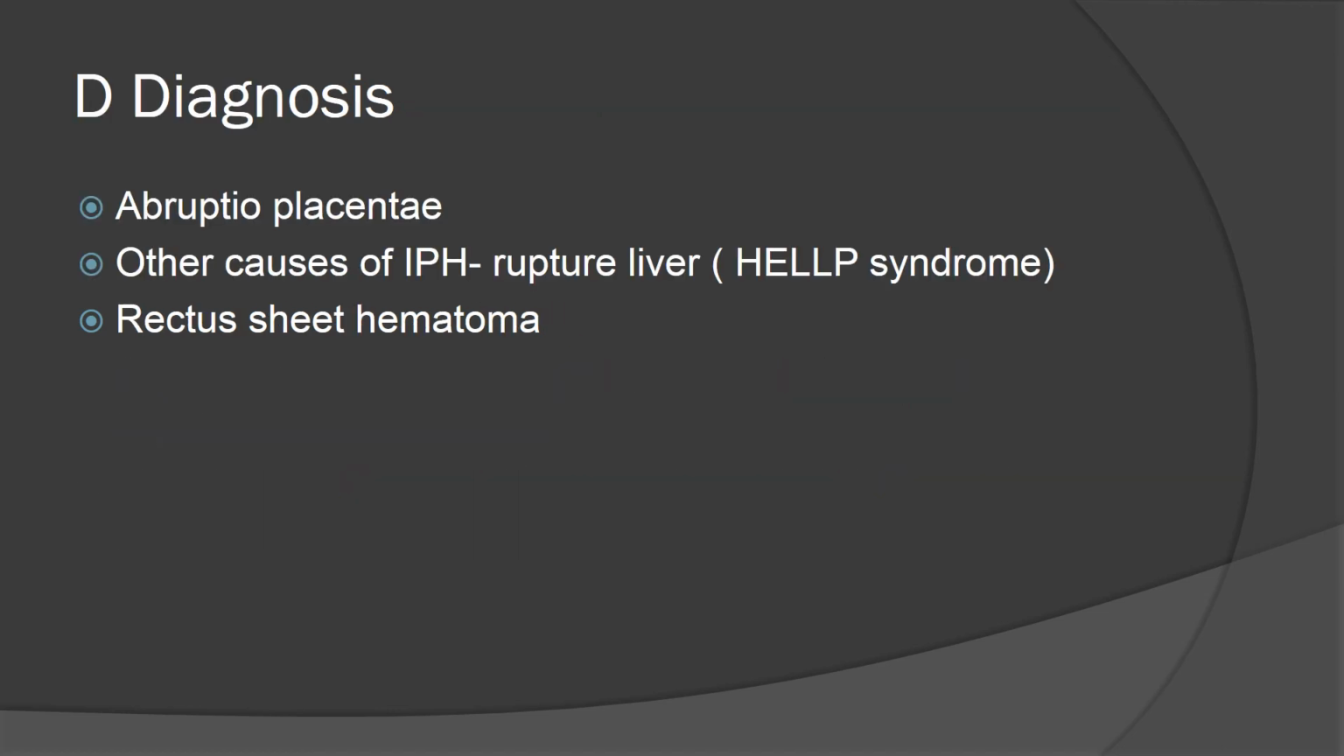Differential diagnosis: in the antepartum period, you should think of abruptio placentae. Other causes of intraperitoneal hemorrhage, like ruptured liver as a complication of HELLP syndrome. A rectus sheath hematoma should also be suspected. In the postpartum period, especially when there is bleeding in the third stage, you have to think of inversion of the uterus and other causes of postpartum bleeding.